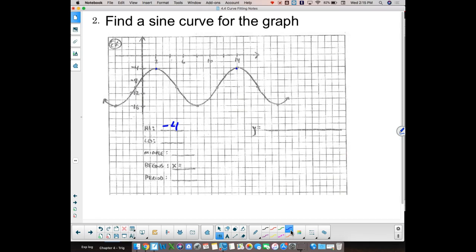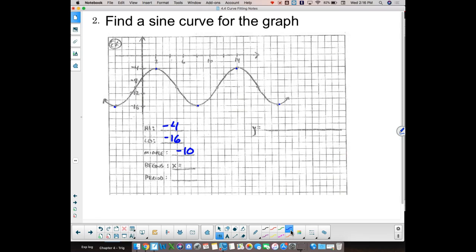What is the low value of this curve? -16. It happens there, there, and there. Okay? If I know the high and I know the low, do I know the middle? -10, the average of the two. -4 plus -16 is -20, divided by 2 is -10. So the middle of my function is at -10.